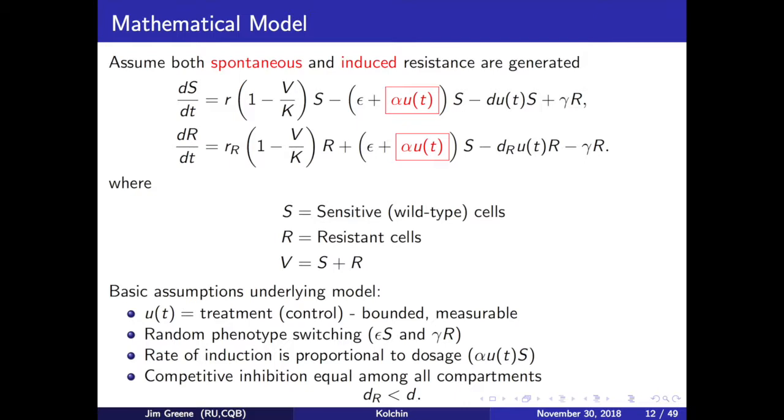So why, oh sorry, why wouldn't the minus gamma R absorb the first term in the second equation? The first term here, the r sub R times one minus the carrying capacity ratio, times R. Well, V is varying. V is not constant, right? V is S plus R. V is the total tumor size, so it's definitely not a constant. Otherwise, it's just exponential growth, and there's no competition. But I'm interested in the competition as well.